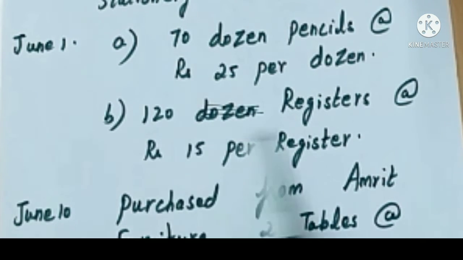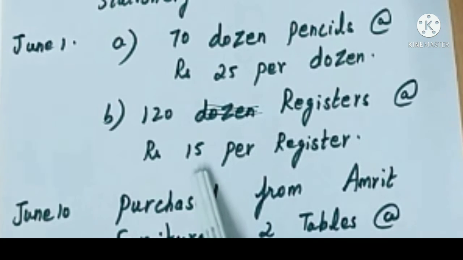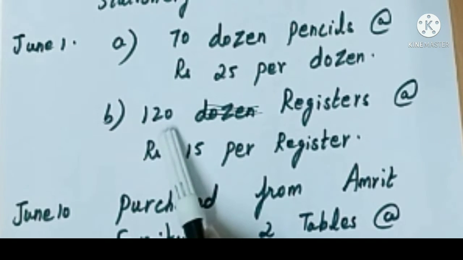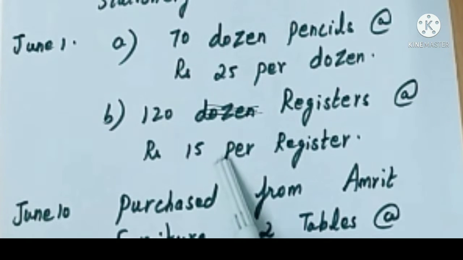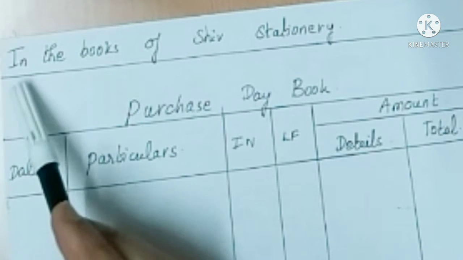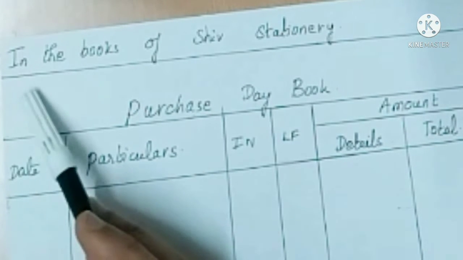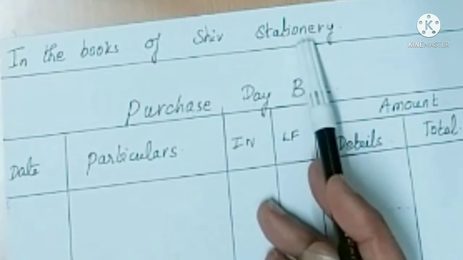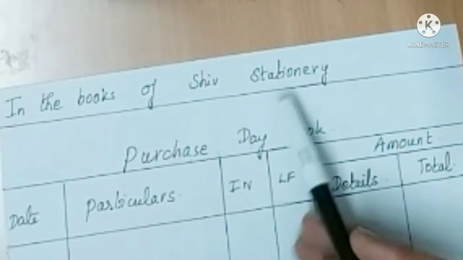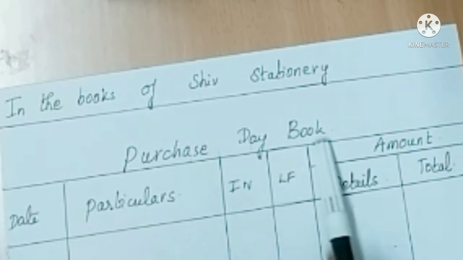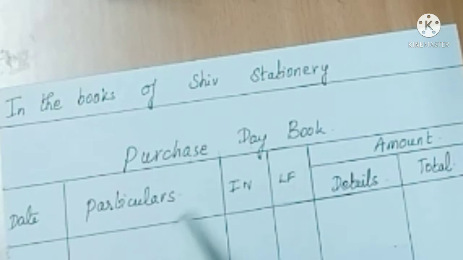Again, 120 registers cost rupees 15 per register. So one register costs rupees 15. So for 120 registers, 120 into 15. This we have to record in purchase day book. This is how we have to write the headings in the books of Ship Stationery. Purchase day book: date, particulars, IN means invoice number, LF means ledger folio, amount, details, total.